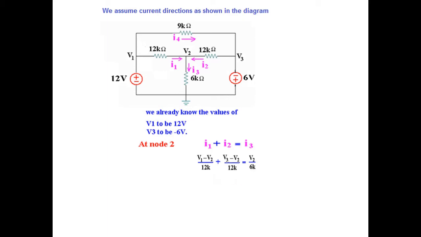Now we know what V1 is, we also know what V3 is, so we put those values. For V1 we write 12 and for V3 we write negative 6. So this becomes our equation. The LCM here is 12, so we multiply by 12 and then we can solve it, and by solving we find V2 to be 1.5 volt. So now we have got all the 3 voltages, so we can calculate the currents.